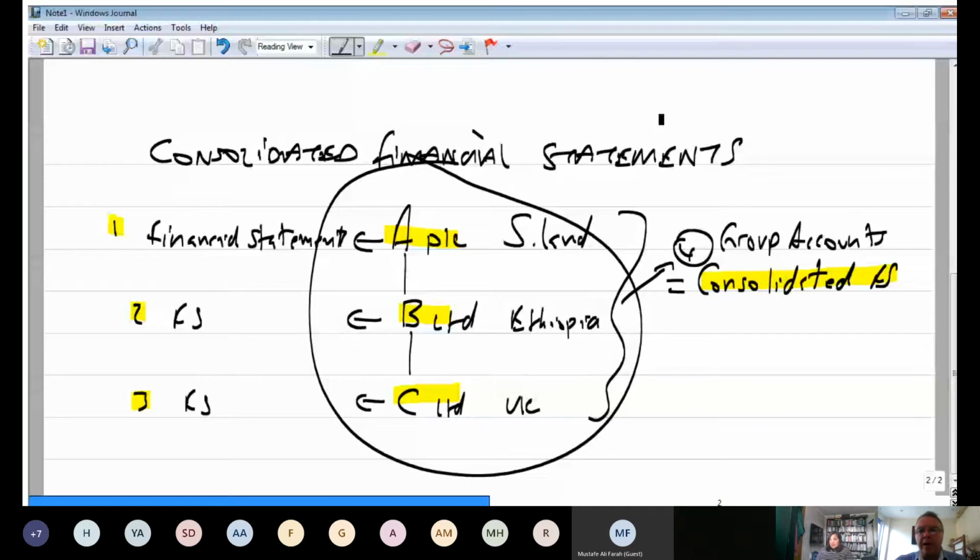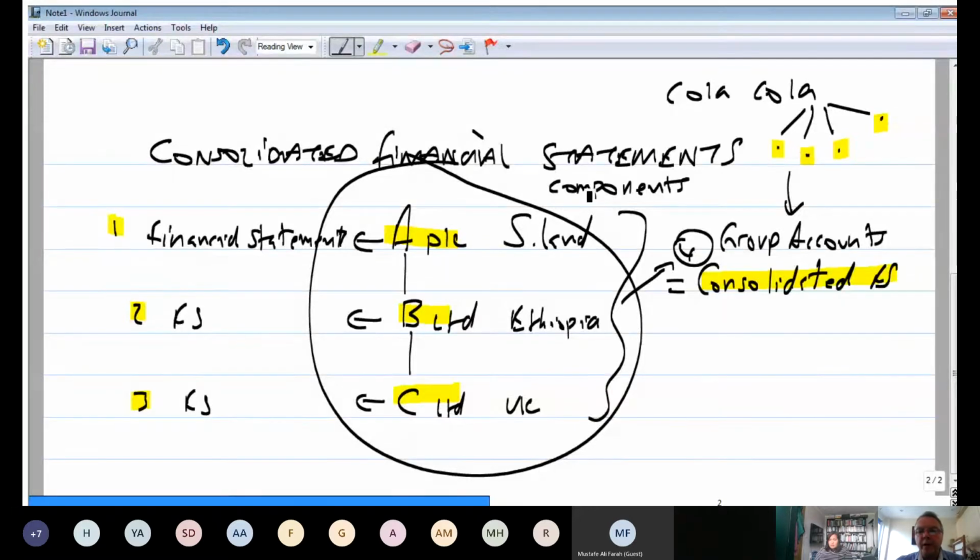So think about Coca-Cola. Coca-Cola will have lots of different companies that it owns. So they're all going to produce their own financial statements. And again, all together, they'll produce the group accounts. And that shows all the companies in the group. And these companies in the group are known as components. You may have also heard of the word subsidiary.